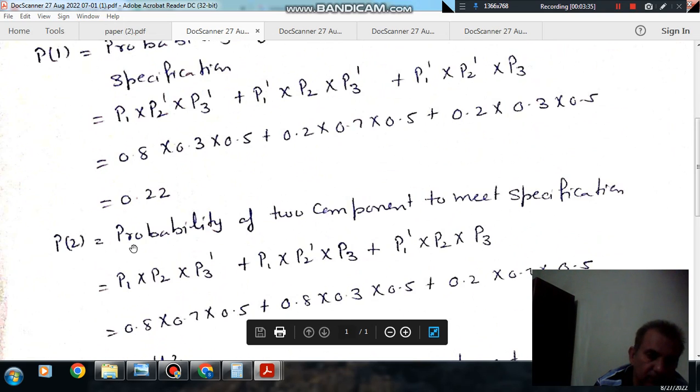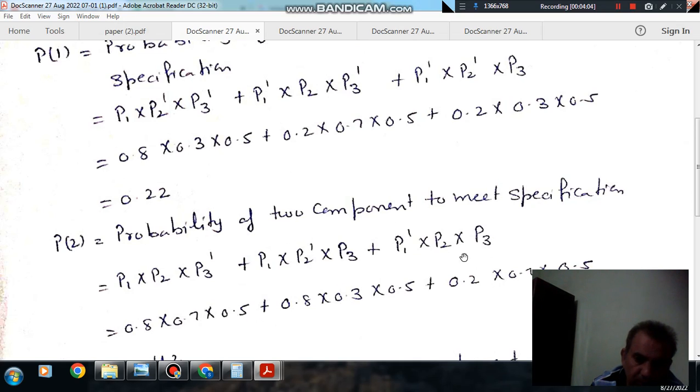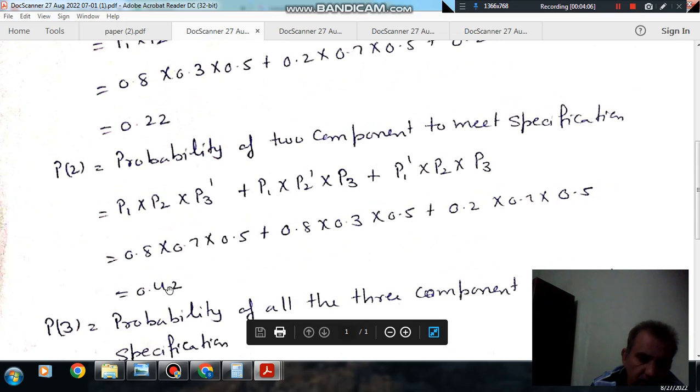Okay. Now the probability of two components meeting a specification. If the third component doesn't meet the specification and the other two meet, then P1 is 0.8, this is 0.7, and the probability of the third not meeting is 0.5. Suppose the second component doesn't meet and the first and third meet, then it is 0.8, 0.3, 0.5. And now if the first component doesn't meet and the second and third meet, then it is 0.2, 0.7 and 0.5. So the probability of two components meeting the specification is 0.42.